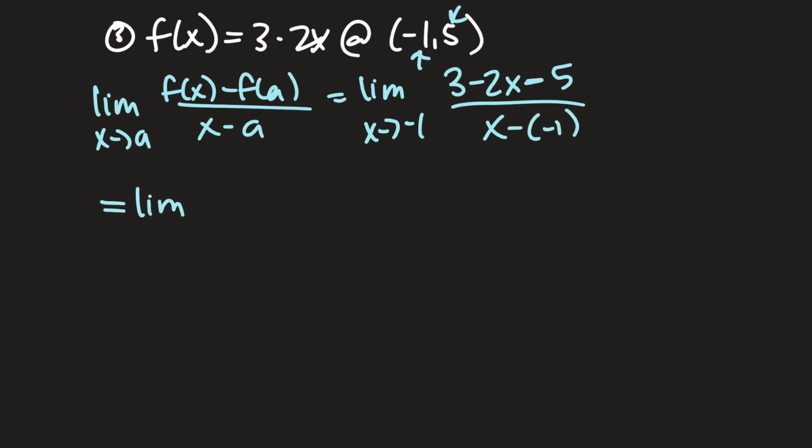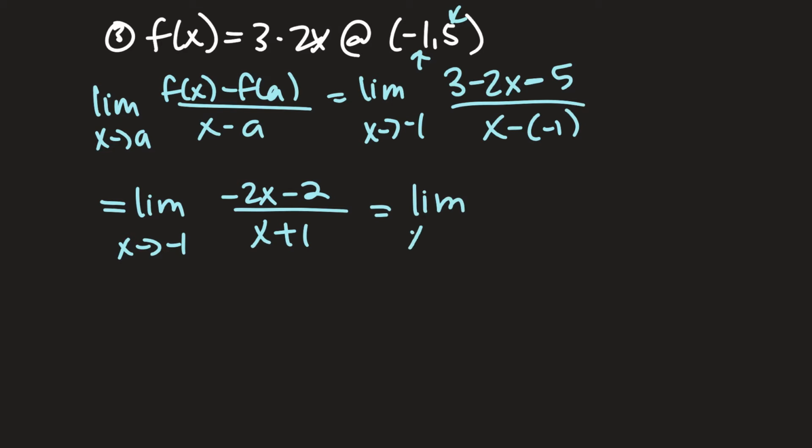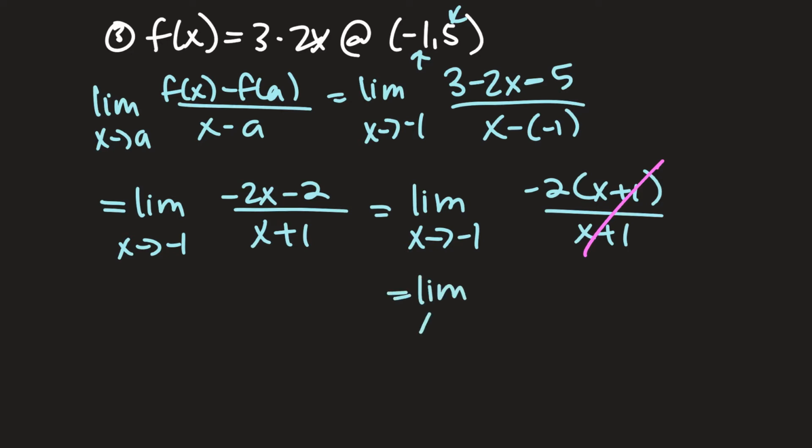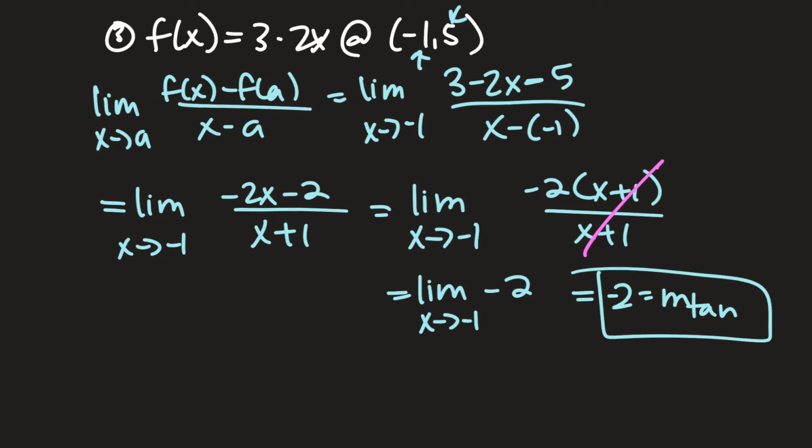So I have the limit as x approaches negative 1 of negative 2x minus 2 over x plus 1. But I'm not ready to evaluate yet because that's going to make my denominator 0. So I need to factor the numerator. So I have negative 2 times x plus 1 over x plus 1. Obviously, those are going to go away. And I have the limit as x approaches negative 1 of negative 2. The limit of a constant is the constant, so negative 2 is still m_tan. Okay, so you get it the same way.